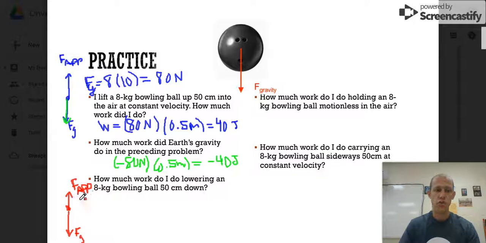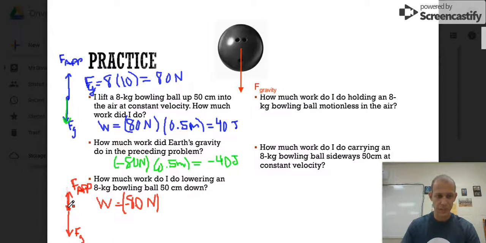So the work that I do is this force applied vector. So work is equal to my force. My force would still be 80. In this case, we're not given too much information right here. So because the force wasn't really defined for us, we have to kind of assume it's 80. We don't know enough otherwise.